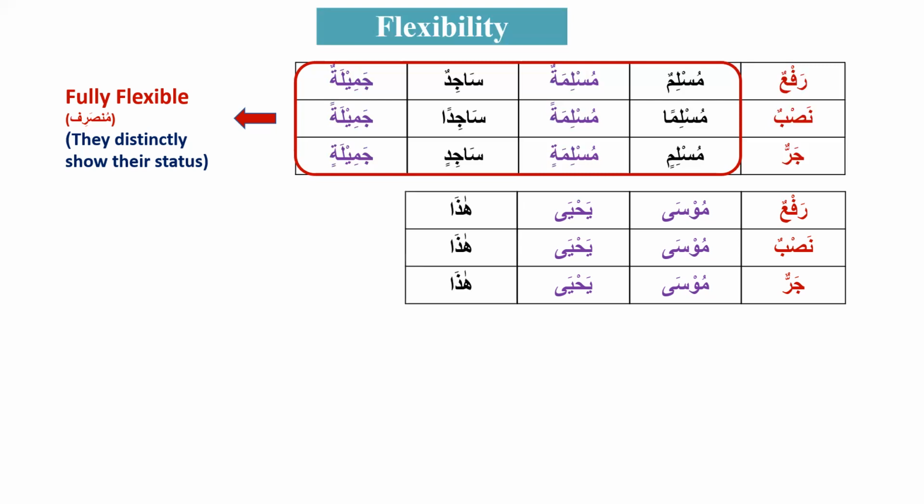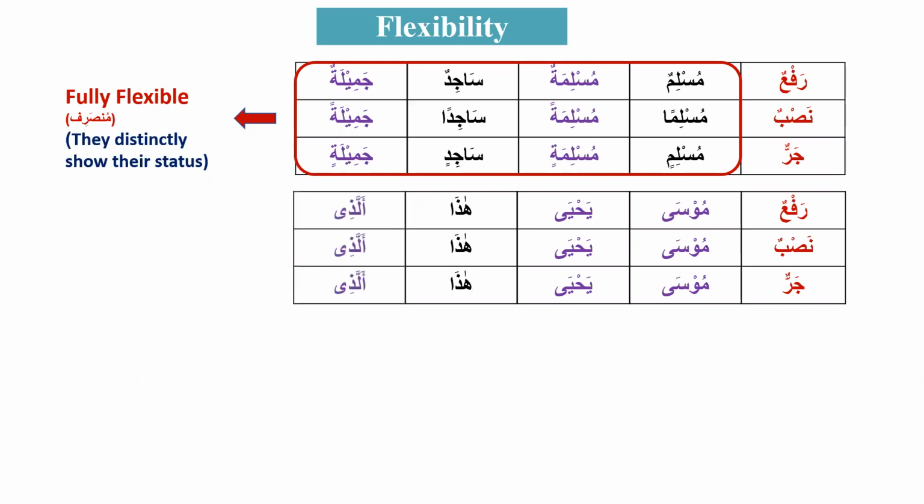Another example will be Haza. So this is an Ismul Ishara, you know, the pointing noun. So in the Haza family, we have Haza, Hazihi, Haulai, and Dalika, Tilka, and Ulaika. So singular and plural words. Haza is always Haza. Hazihi is always Hazihi. Haulai is always Haulai. All the singular and plural words in this Haza family, they don't change. So Rafa status Haza, Nasab status Haza, Jar status Haza.